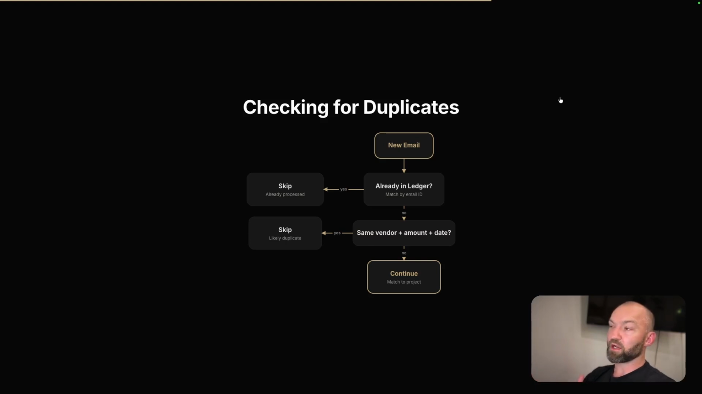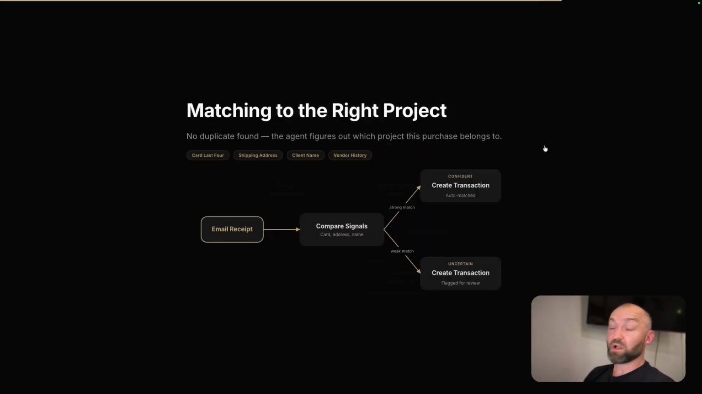But if it didn't, we have another layer of checks. You often want these layers of checks when you're working with AI. The second one says, hey, is there a matching vendor, amount, and date inside of the project management software? And if those three things match, then it skips it and it's probably a duplicate. Otherwise, it continues to create the transaction. We also have to figure out what's the right project.